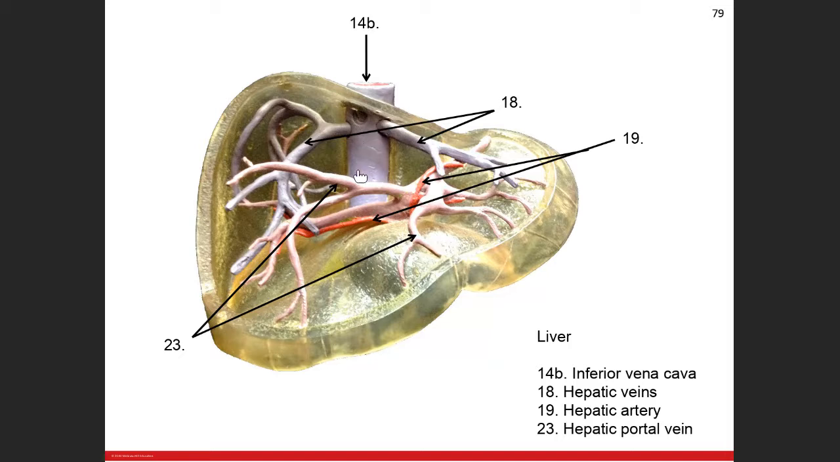Simple rule. If it's blue, it's a vein, for the most part, unless we're dealing with the heart, different story. If it's blue, it's a vein. If it's red, it's an artery. If it's purple, it's a portal vein. It's a mixing of blood. That's what portal veins will see, okay?